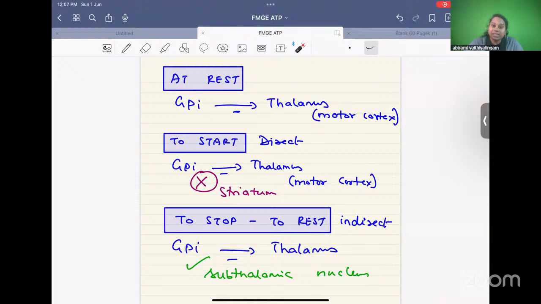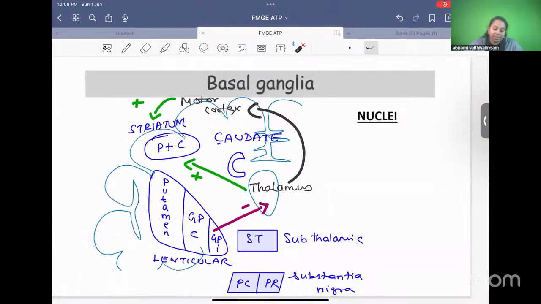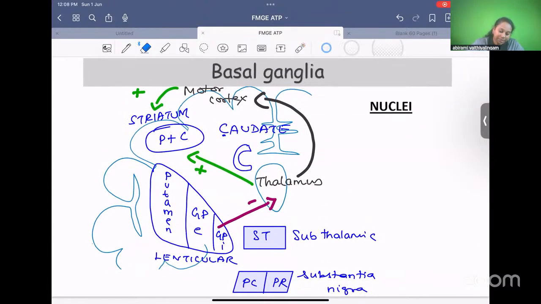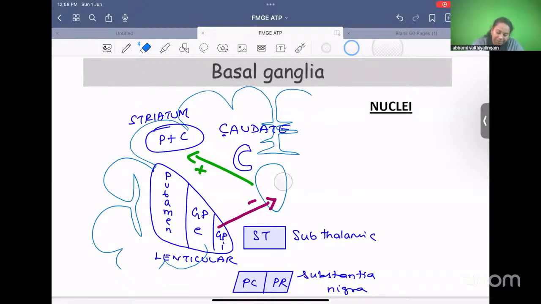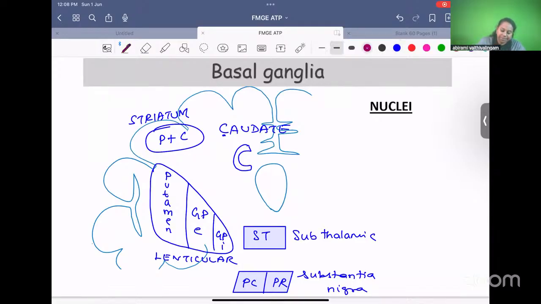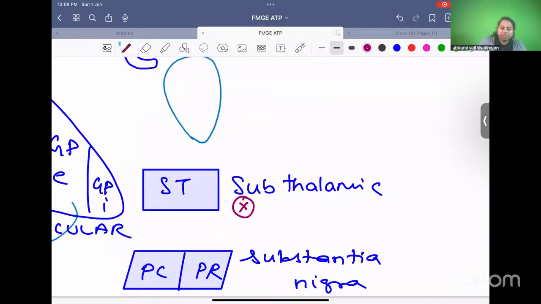So what are all these movement disorders? What are the diseases related to the basal ganglia? We'll see one by one what are all the disorders related to the basal ganglia. So first, subthalamic nucleus. If there is any damage to the subthalamic nucleus, that we call hemiballism. Ballet is a dance. Hemiballism means one half of the body, hands and legs are moving.